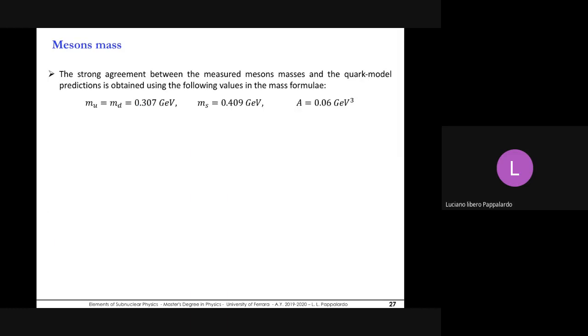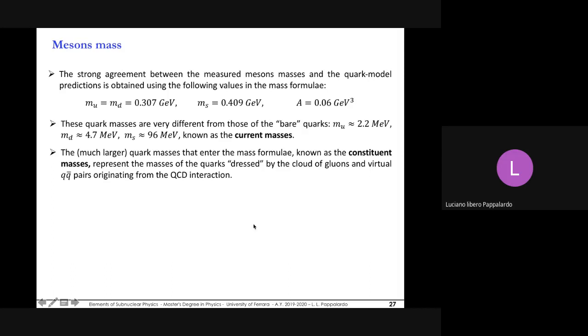Now, be careful, because the strong agreement between the measured masses and the quark model prediction is obtained by using the following values of the mass in the phenomenological formula. This is the A parameter, the one that best fits the data. But then for the up, down, and strange quarks, we have to use these huge masses: 300 MeV for the up and down, and 400 MeV for the strange quark. Now, what does it mean? These quark masses are, of course, very different from the bare quark masses that we have seen, of the order of a few MeV for the up and down and 96 MeV for the strange quark.